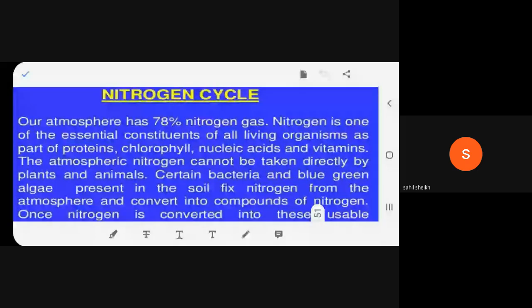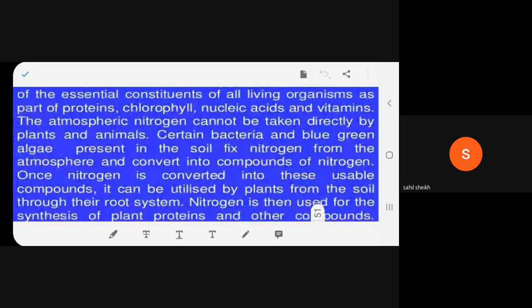Then vitamins. Why do we take vitamins? For a healthy body. So nitrogen is a part of vitamin as well. All of you understood? Next.